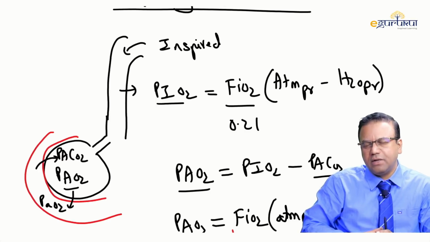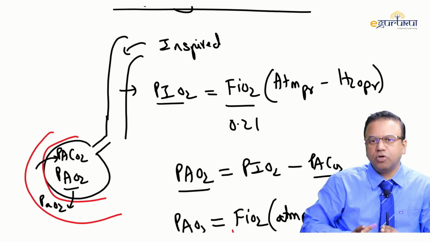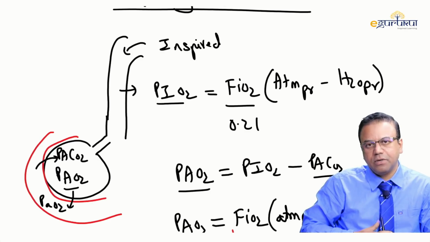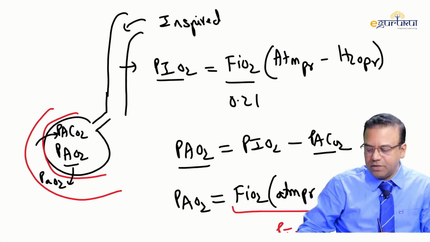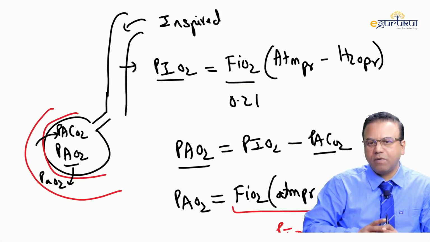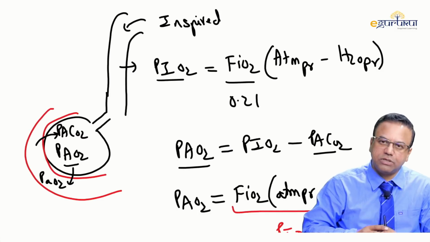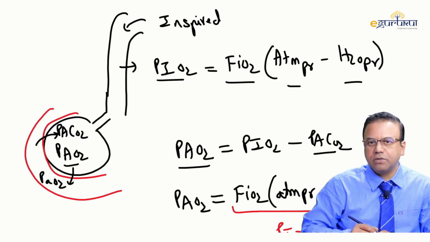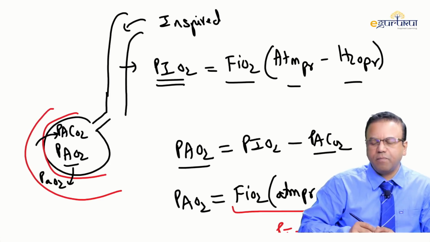Dalton's law states that when you add up all the partial pressures, it should be equal to one fixed number, and that fixed number generally is atmospheric pressure. So basically, when a person is breathing in, because oxygen is significant and carbon dioxide is negligible, what we are getting is the PiO2, and PiO2 mainly depends on the fraction of inspired oxygen, FiO2, into atmospheric pressure minus water vapor pressure. Generally, this is the formula we need to use for PiO2.